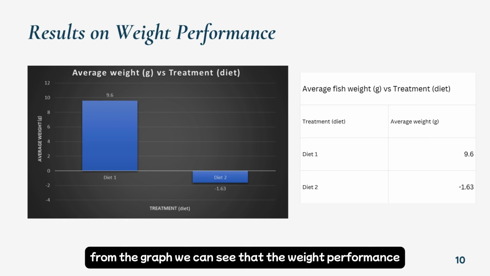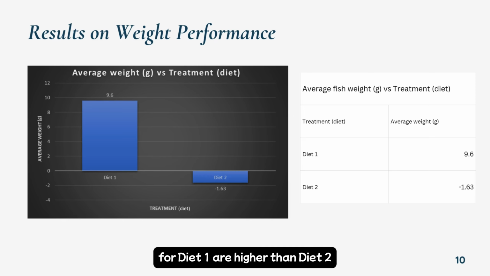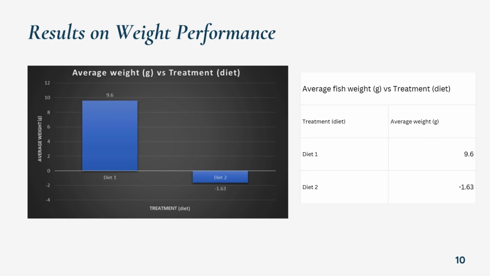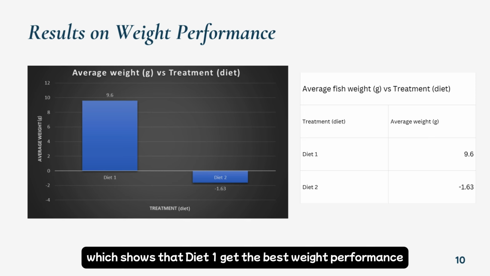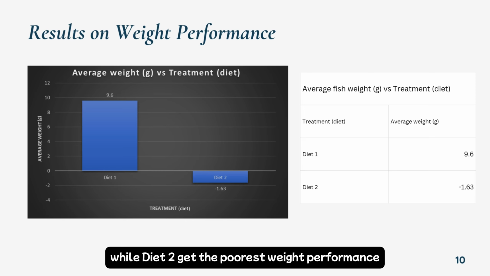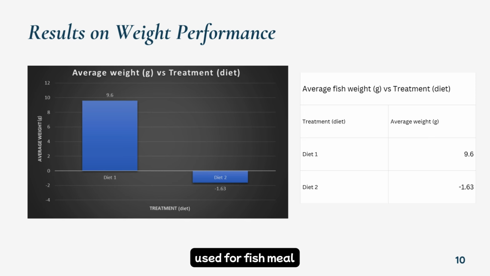From the graph, we can see that the weight performance for Diet 1 is higher than Diet 2, which shows that Diet 1 gets the best weight performance while Diet 2 gets the poorest weight performance. These differences might be due to the protein source used for fish meal.